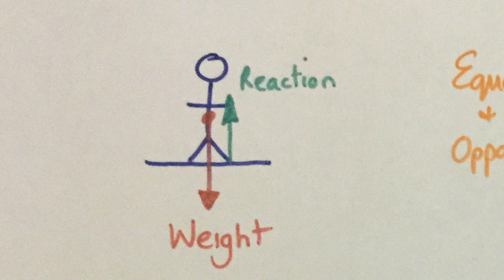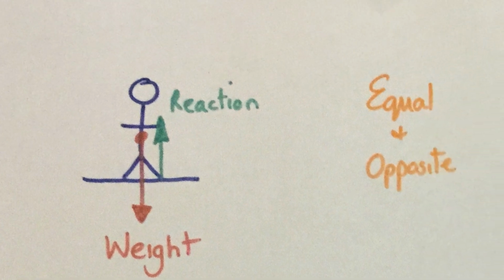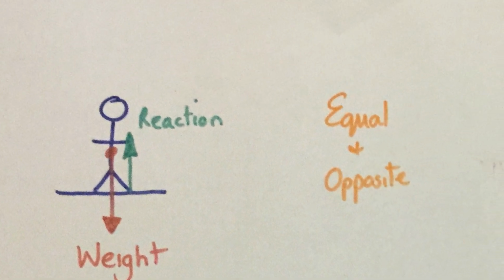And the other thing you need to know is that whenever two objects interact, so for example, this human being and the floor, they exert equal and opposite forces. Okay, so if I click onto this now, you can see the expression equal and opposite. This is a really good phrase to use in the exam.